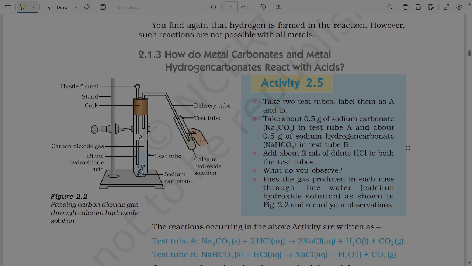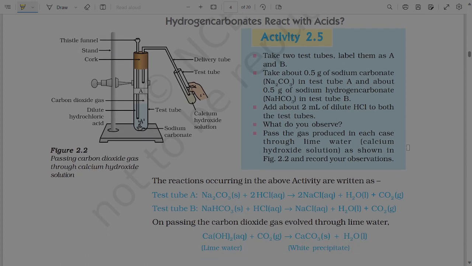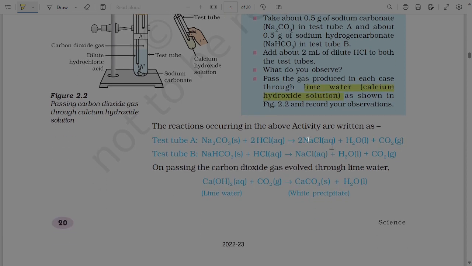What do you observe? Pass the gas produced in each through lime water, calcium hydroxide solution. So here, calcium hydroxide solution is commonly called lime water, as shown in figure 2.2. Record your observation. The reactions occurring in the above activity are written as: when sodium carbonate reacts with hydrochloric acid, it produces sodium chloride, water, and carbon dioxide. These reactions are very important for your board exams, so please make a note of them.